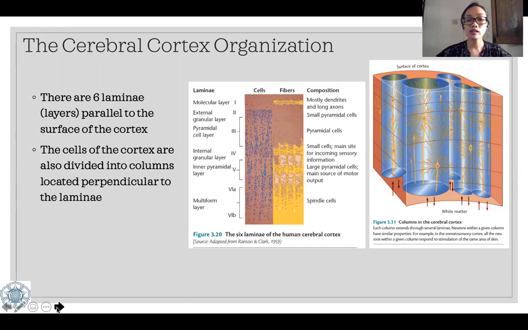And the cells of the cortex are also organized into columns of cells perpendicular to the laminae. So in this figure, you can see that they're illustrating the idea of the column, although in nature, they are not so straight like that. The cells within a given column have similar properties to one another. For example, if one cell in a column responds to touch on the palm of the left hand, then the other cells in that column do too. And another example, if one cell responds to a horizontal pattern of light at a particular location, then other cells in the column respond to the same pattern in nearby locations as well.